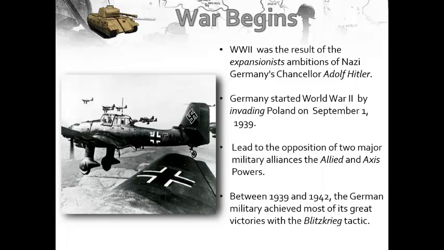The German military achieved most of its great victories with the Blitzkrieg tactic. Blitzkrieg was named because it included surprise attacks: lightning-fast, rapid advances into enemy territory with coordinated massive air attacks, which struck and shocked the enemy as if it was struck by lightning.